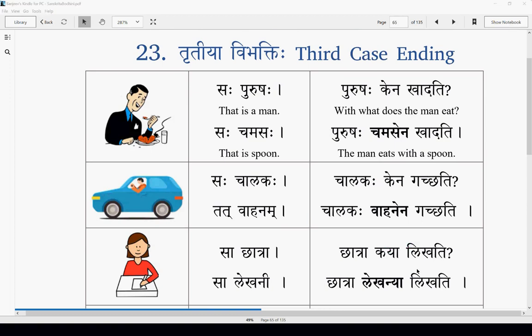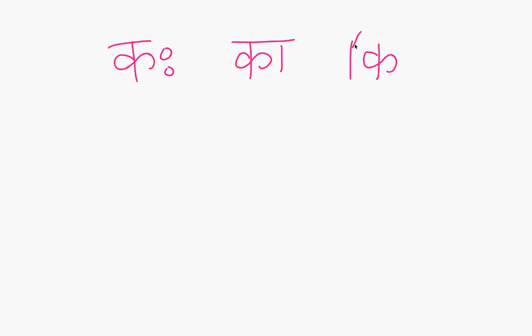For question words, note that we know kaha, right? Kaha means who. Kaha is the pullinga word for who, and ka is the Strilinga word for who. Kim is the Napunsakalinga word for who. And these are in Prathama Vibhakti. These question words are also in the Prathama Vibhakti form only. Now the question words also we have to change into other Vibhaktis.